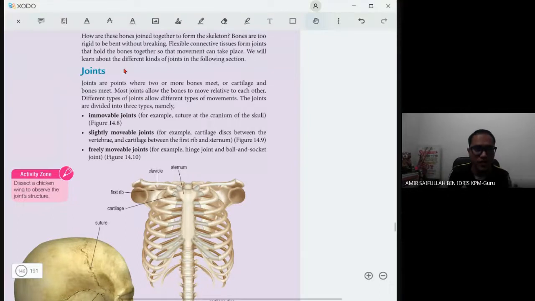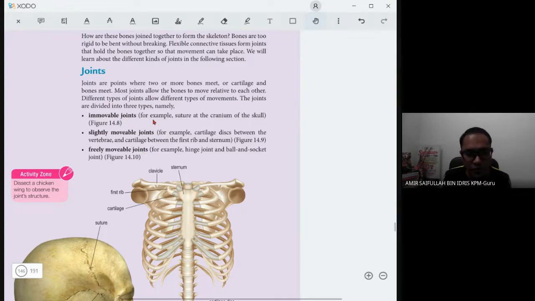So joints connect bone to bone, or connect cartilage to another bone. That is what we call joints. Most joints allow the bones to move relative to each other. There are three types of joints: immovable joints, which cannot move; slightly movable joints, which can move a little; and freely movable joints, which can move freely in any direction they want.